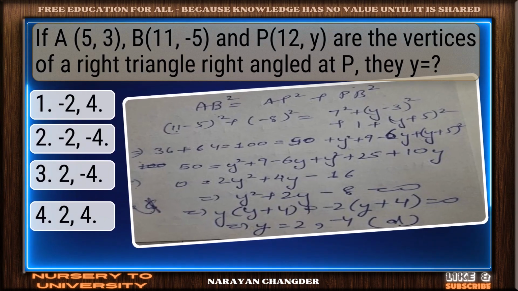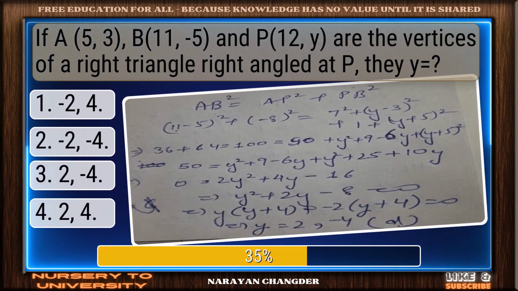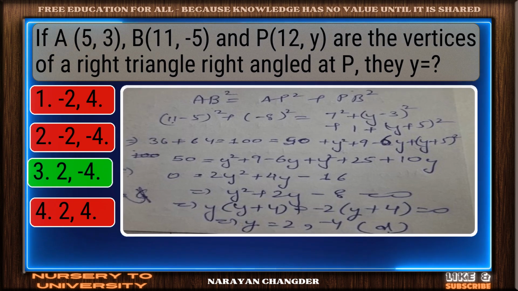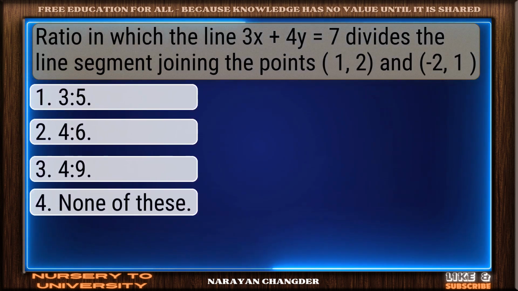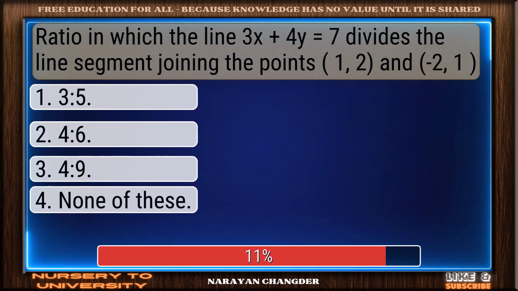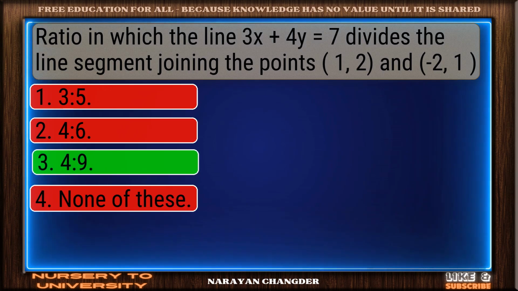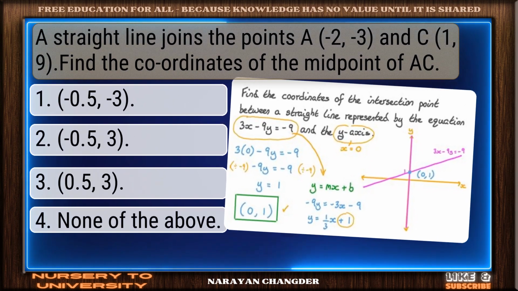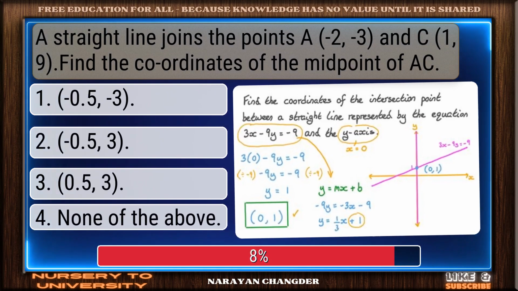If A, B and P are the vertices of a right triangle right-angled at P, then y equal to. Smart pick. 2, 4 is correct. Ratio in which the line 3x plus 4y equal to 7 divides the line segment joining the points and. Great job. 4:9 is accurate. A straight line joins the points and C. Find the coordinates of the midpoint of AC.